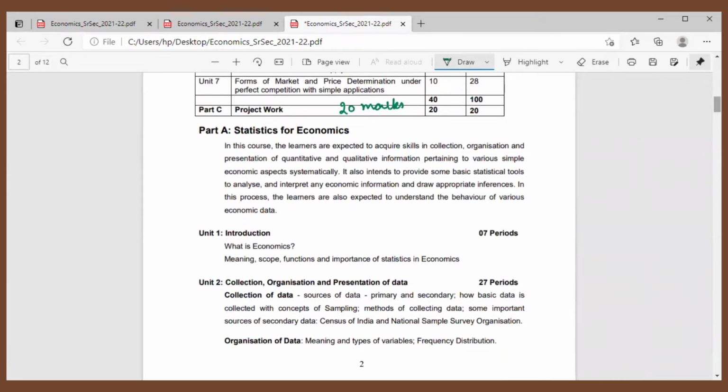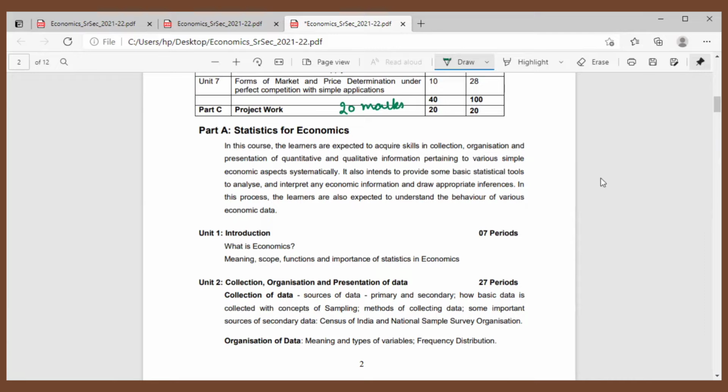Part A, which is statistics for economics, basically includes topics such as mean, median, mode, and these topics you have done in earlier classes as well. And some new topics will be there like correlation and index number, and it also includes topics such as the meaning of economics, what is statistics, the functions of statistics, and importance. All these topics are covered in statistics. It is expected that students will be able to acquire and learn skills related to collection, organization, and presentation of quantitative as well as qualitative data.